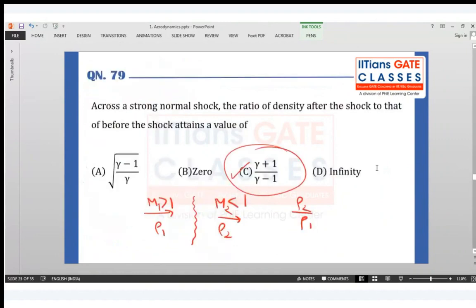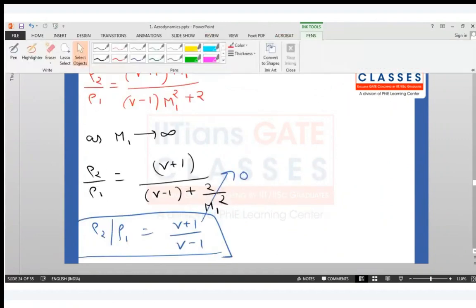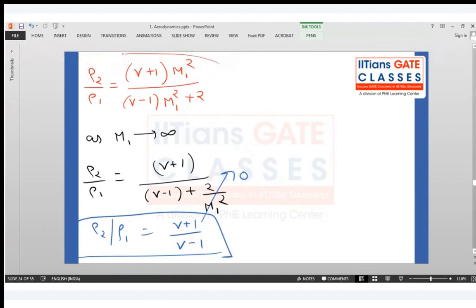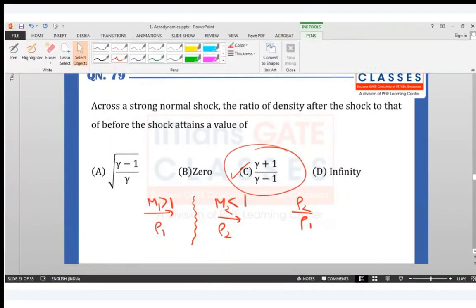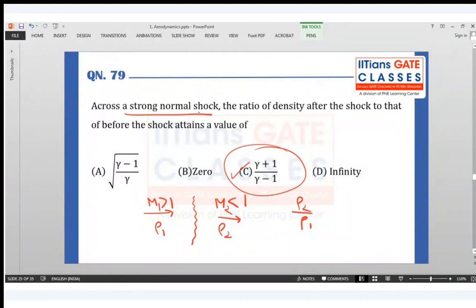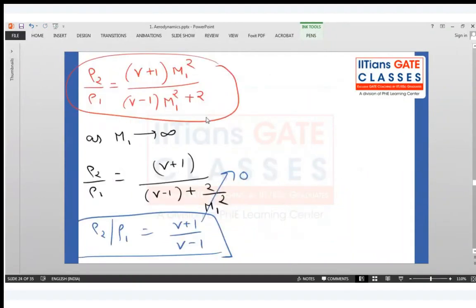So for this kind of question, what you are supposed to do is remember this formula. This formula is important. It is required for the normal shock, and they're only telling a strong normal shock. Strong normal shock means it could be any Mach number.